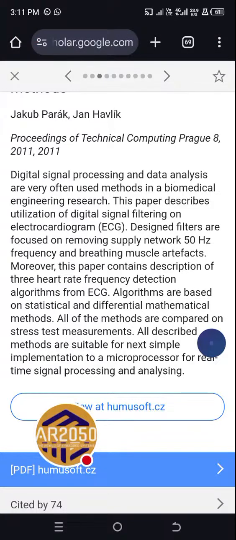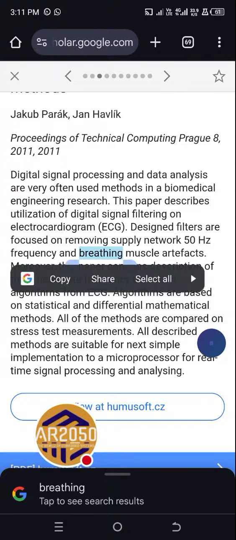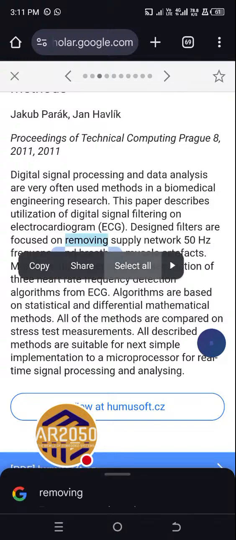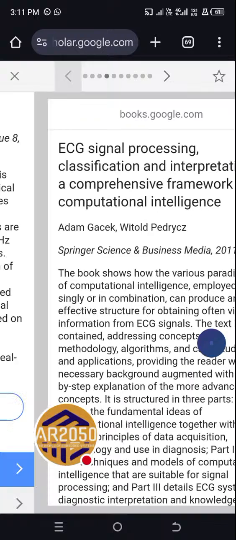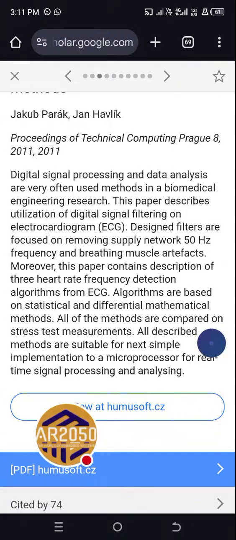The one is removing the supply network 50 hertz frequency. Whenever the ECG recording machine is working, the 50 hertz frequency from the main AC is imposed on the ECG signal, so we need some kind of filtration where we can remove that 50 hertz signal. There is another artifact that affects the ECG signal, which is the breathing muscle artifact.